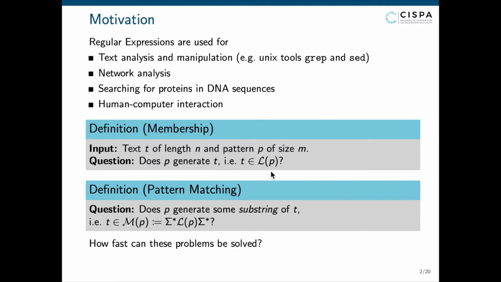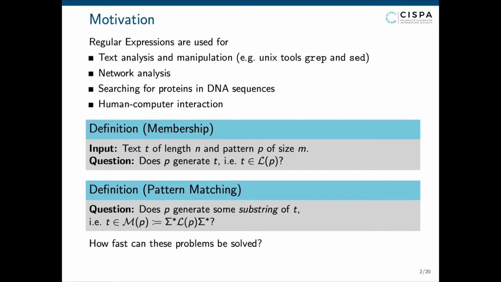Then we also have a quite similar problem, the so-called pattern matching problem. There we are also given a text T and a pattern P, and we want to check whether there's some substring of our text that is generated by the pattern. So we don't want to check whether the whole text is generated by the pattern, but just the substring. So to simplify notation, we define the matching language, which consists of all words where some part of the word is matched by the pattern P.